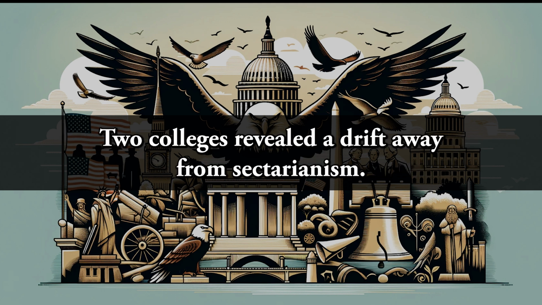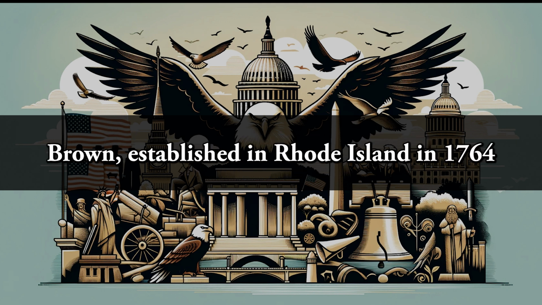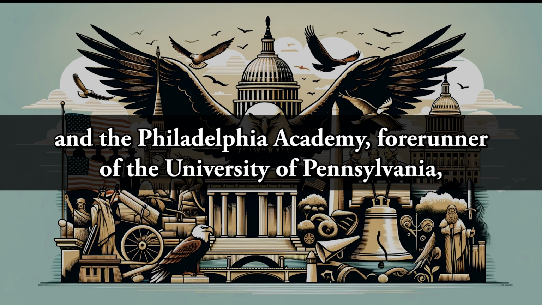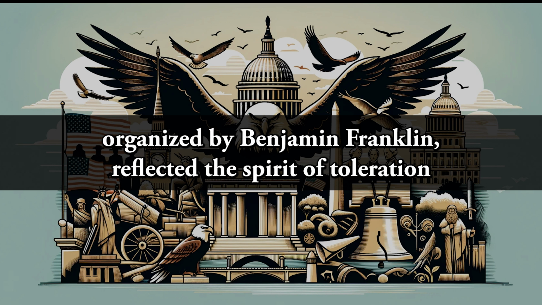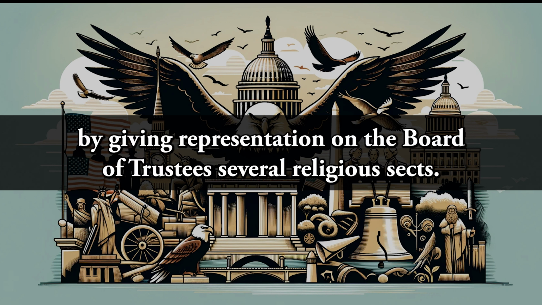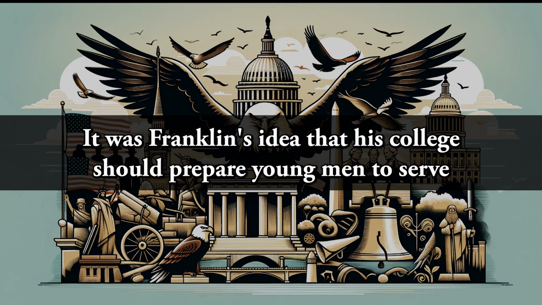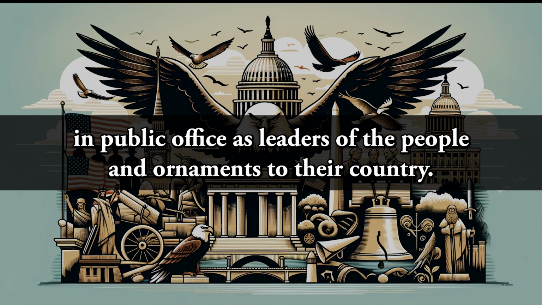Two colleges revealed a drift away from sectarianism: Brown, established in Rhode Island in 1764, and the Philadelphia Academy, forerunner of the University of Pennsylvania, organized by Benjamin Franklin, reflected the spirit of toleration by giving representation on the Board of Trustees to several religious sects. It was Franklin's idea that his college should prepare young men to serve in public office as leaders of the people and ornaments to their country.